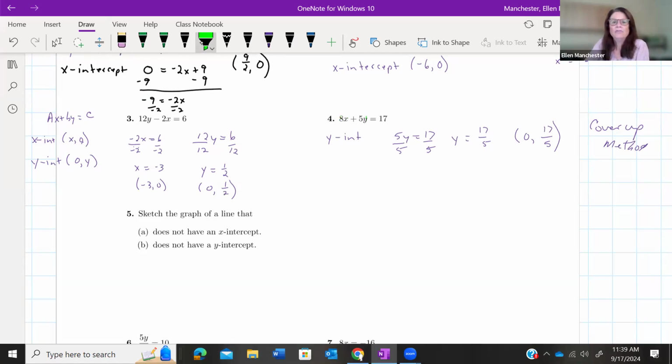And then when I cover up the y term, I end up with my x-intercept because x is showing. So I can solve for x. So x equals 17 over 8.